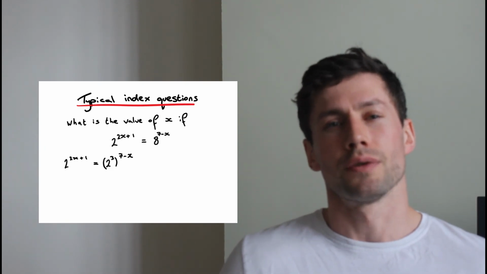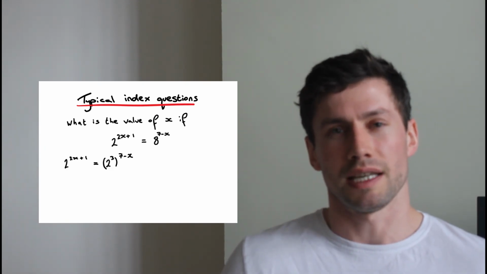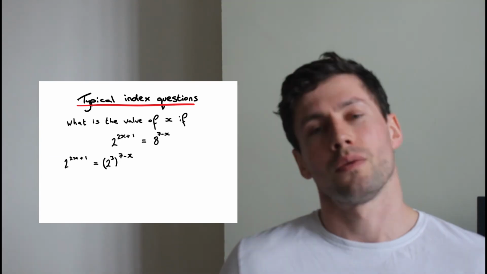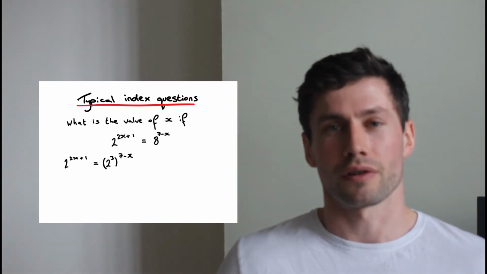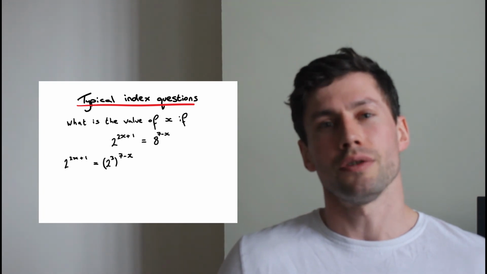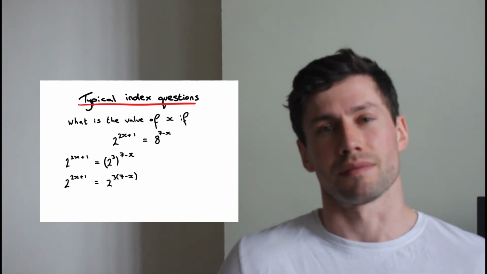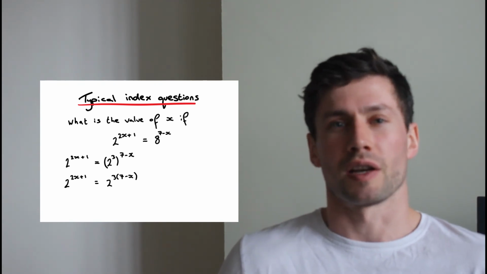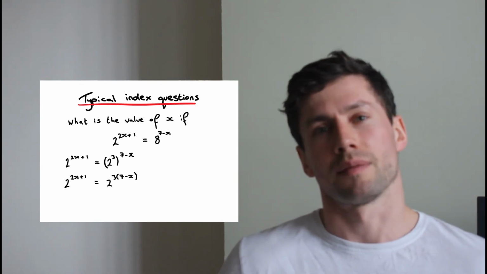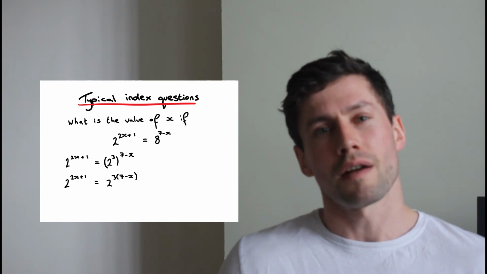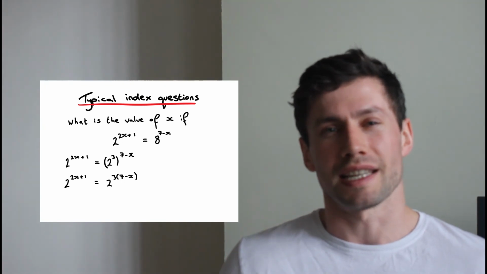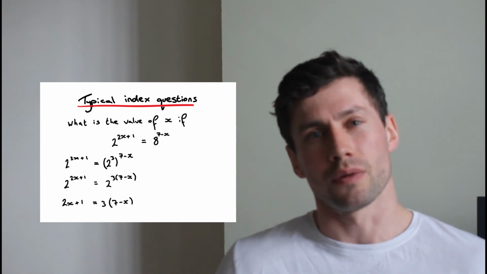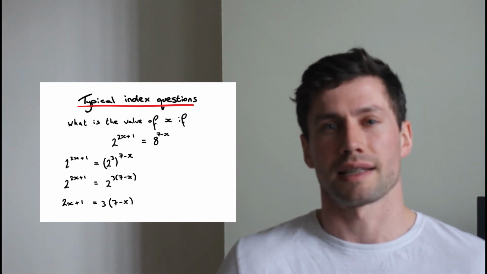We now have 2 to the power of 2x plus 1 equals 2 cubed to the power of 7 minus x. We can use indices power laws to convert the right hand side into 2 to the power of 3 times 7 minus x. We now have 2 to the power of some expression on the left equaling 2 to the power of some expression on the right. Therefore, we can make the two expressions equal to one another. And we have 2x plus 1 equals 3 times 7 minus x.